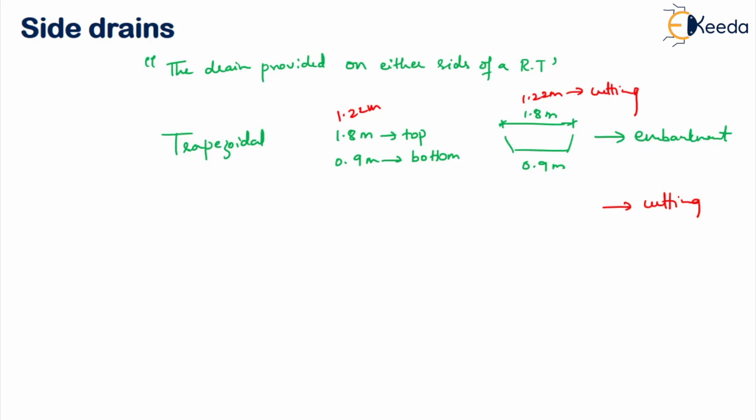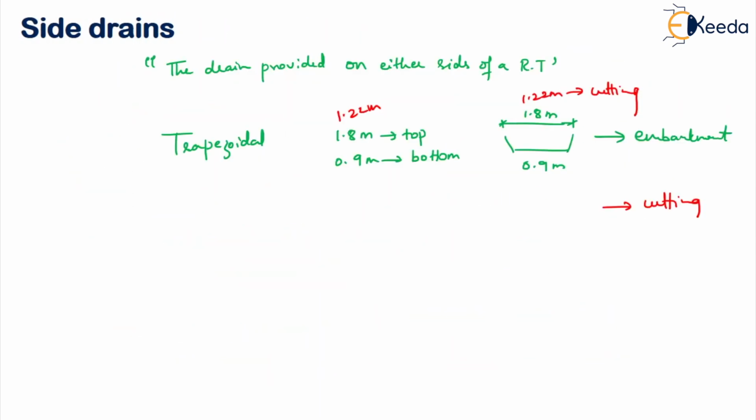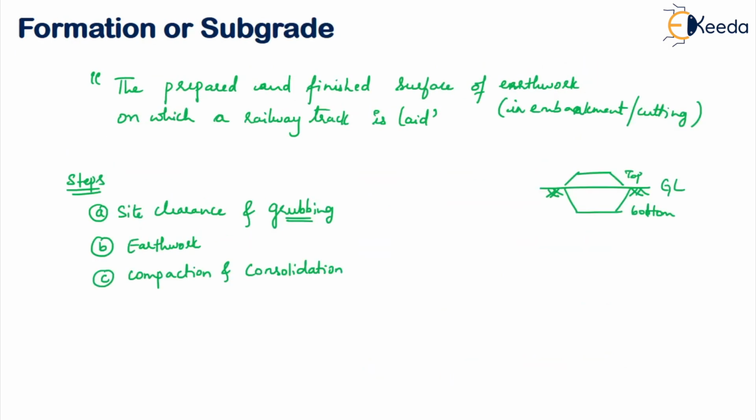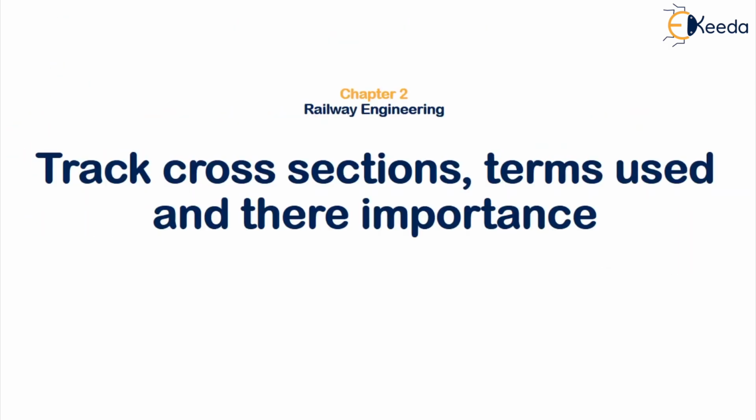And if the ground level has a continuous slope along the cross section, the catchwater drain must be provided on the upper side of the embankment. Sometimes on the upper side of the embankment we'll have to provide the side drains if it has a sloped cross section. Understood? So this is all about the terms involved in your rail cross section and the importance of each term. Hope you have understood this.